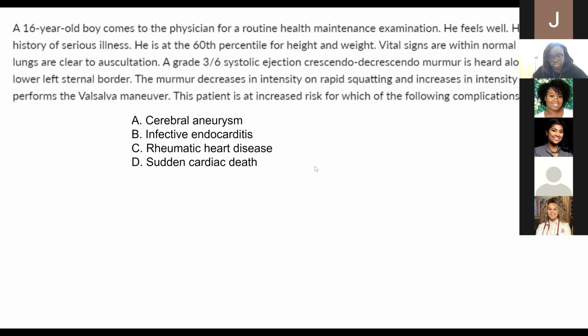Also, I thought this would be a great thing to go over a little bit. The Valsalva maneuver is highly associated with athletes because they're always doing it, since you accidentally hold your breath a lot when you're working out. If the murmur increases in intensity when someone performs the Valsalva maneuver, you want to think HOCM, especially if it's happening to a 16-year-old boy.